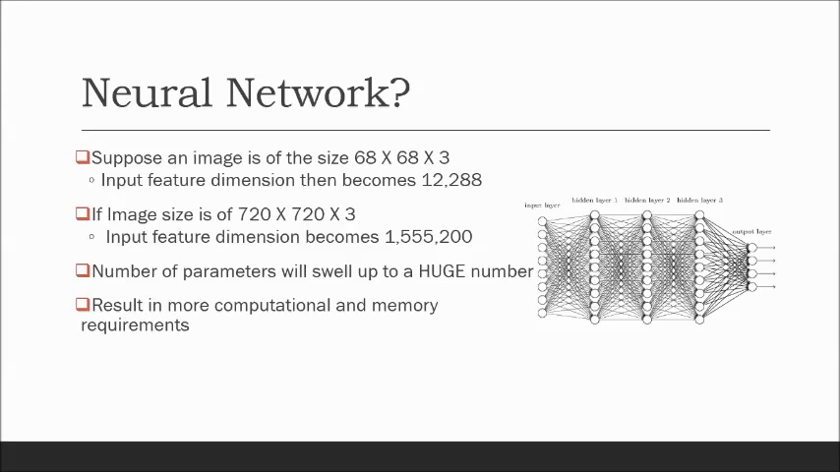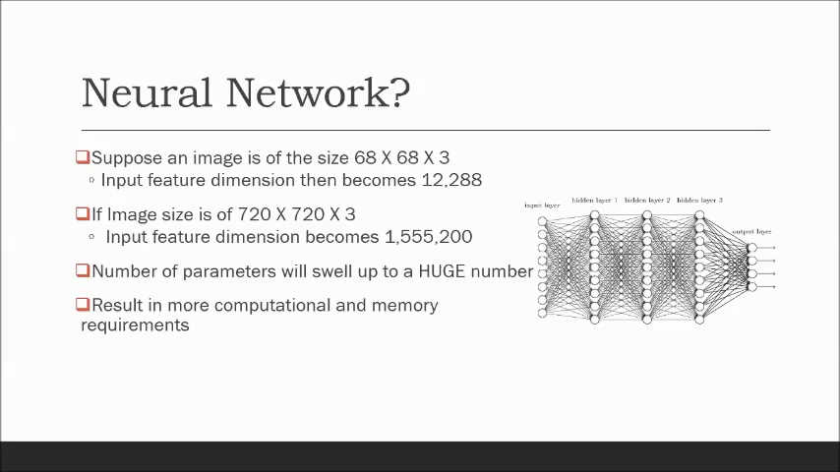So here, what is happening? Suppose you have one input image, a very small image, 68 cross 68, and it is an RGB image, so it has 3 channels, so 68 cross 68 cross 3. If you want to pass it to a neural network for training, then your input feature dimension will become very large. Now think of our current scenario, where we use very large images, 720 or even larger than this.